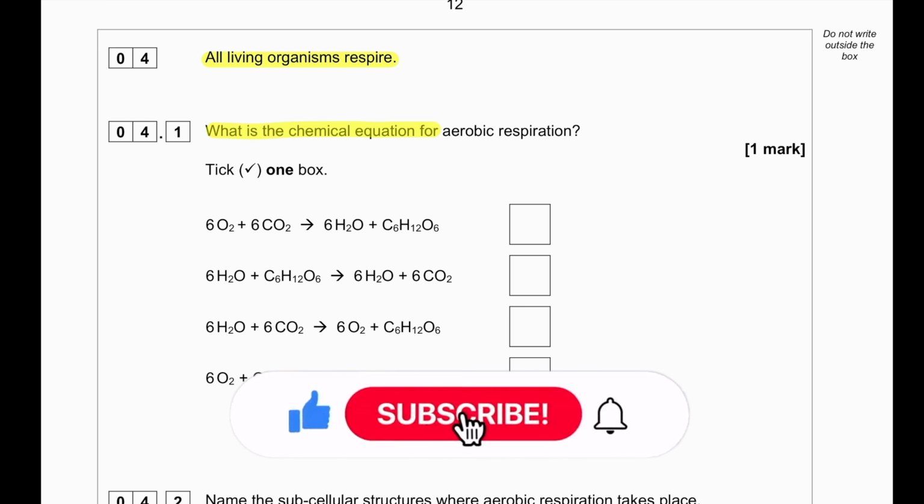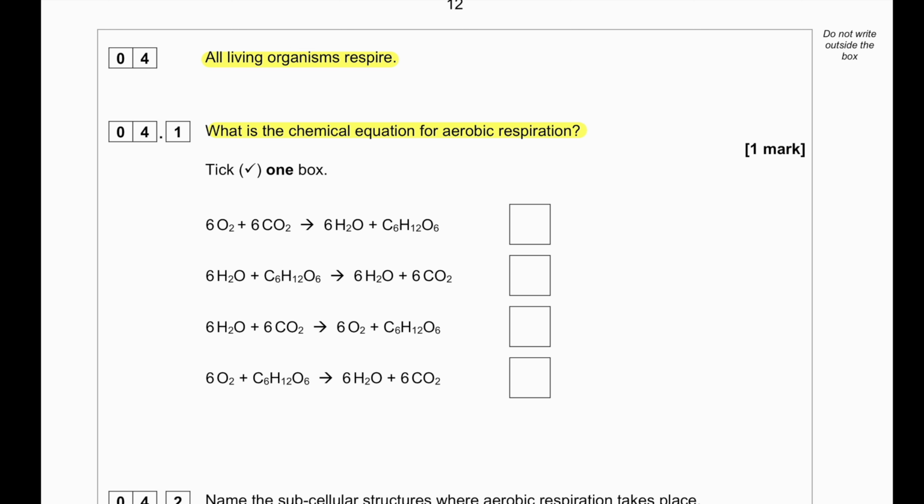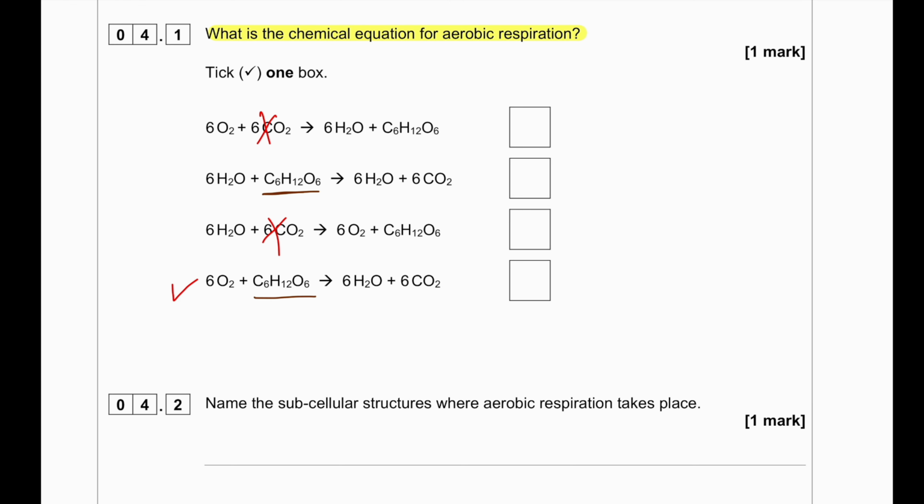All living organisms respire. What is the chemical equation for aerobic respiration? So aerobic respiration involves the breakdown of glucose molecule. So only 2 of the equations contain glucose. We will reject the other 2 because they do not contain glucose as a reactant. And only the last equation consists of oxygen that is used with glucose.